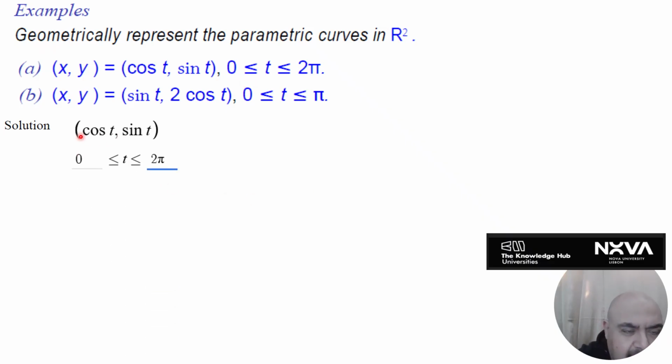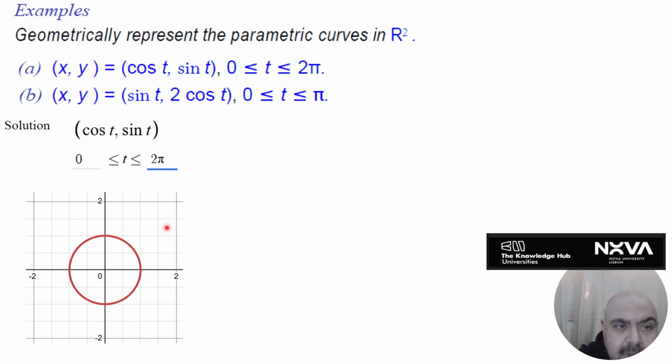So those are cosine t and sine t, with t greater than or equal to 0 and less than or equal to 2 pi, and that's the shape of the circle. It's a unit circle. If I put a constant here, so if it is 2 cosine t, 2 sine t, it's going to be a circle, but with radius 2. If I put r cosine t, r sine t, it's going to be a circle with radius r. If r is equal to 1, like this case, it's going to be a circle with radius equal to 1.